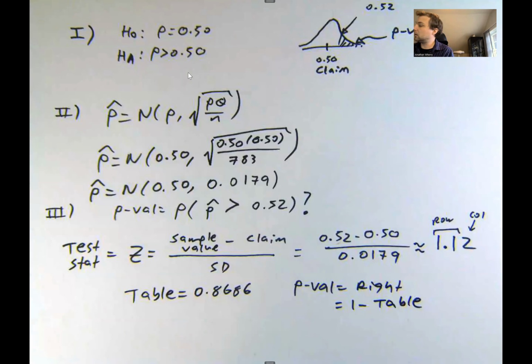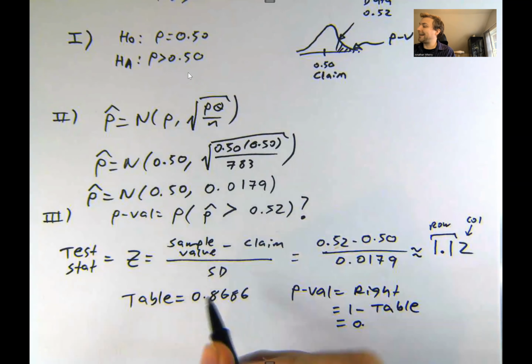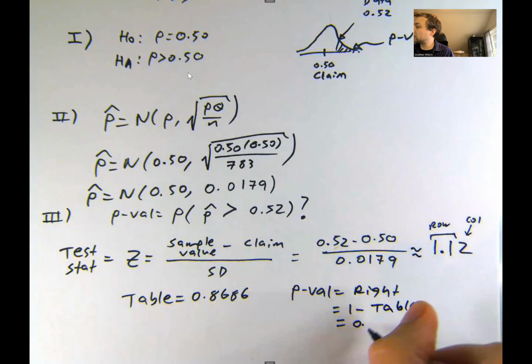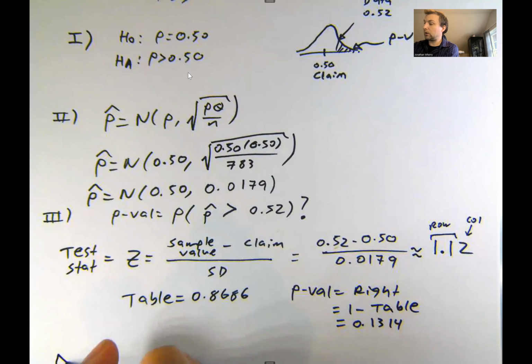And when I do that here, that gives me 1 minus 0.8686 is 13.14%. I will show you how to get this same p-value inside of GeoGebra, but let's do our conclusion while we have this p-value.